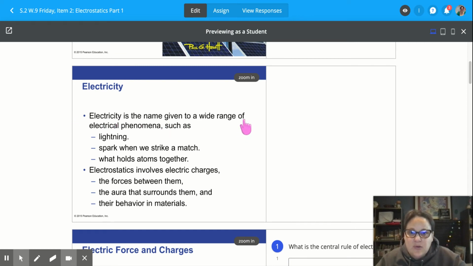Electricity is a name given to a wide range of electrical phenomena, such as lightning, a spark when we strike a match, what holds atoms together. Electrostatics involves electric charges, the forces between them, the aura that surrounds them, and their behavior in materials. So this section is focused mostly on electrostatics. Electricity will be coming along a little bit later.